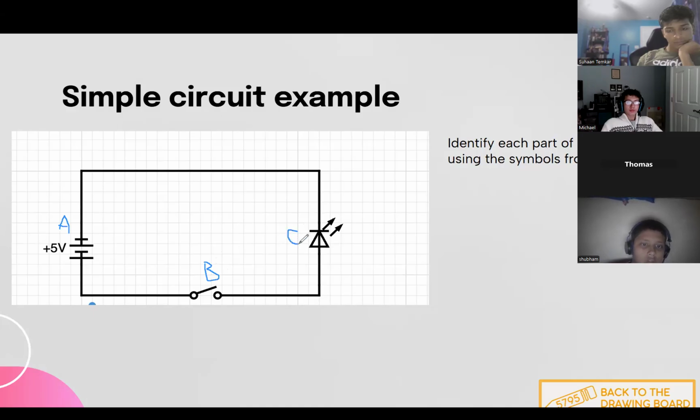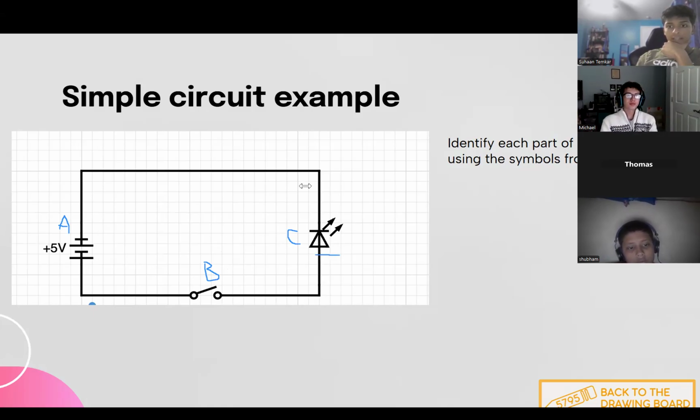Yes, go ahead. I think I know only the A and B one. A stands for battery and B stands for the switch, on and off. Yep, correct. And someone actually put C in chat. Dipesh said LED. So that is correct. C would be an LED.